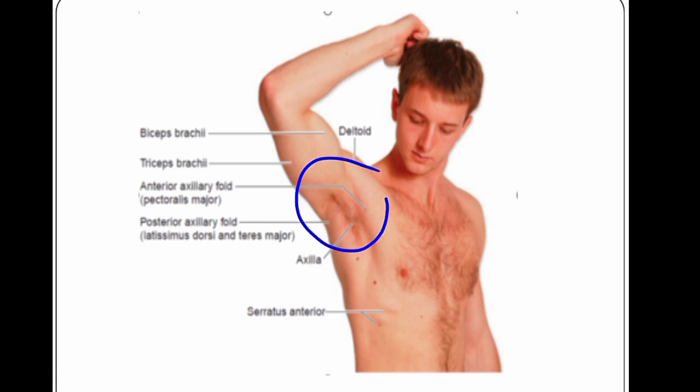The axilla is a pyramid-shaped space that is present between the side of the chest and the upper part of the arm. This space is called the axilla. It has two main parts: sorry, it has its apex and it has its base. This space is called the axilla. The axilla has the apex and its base.